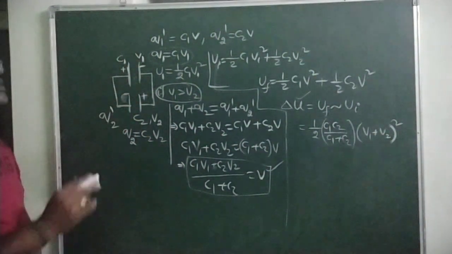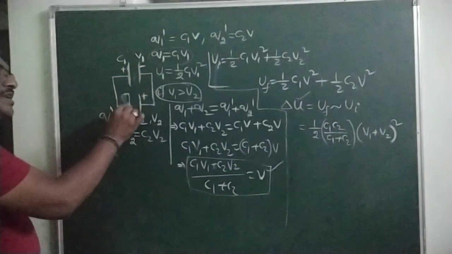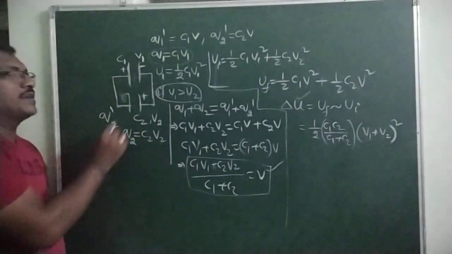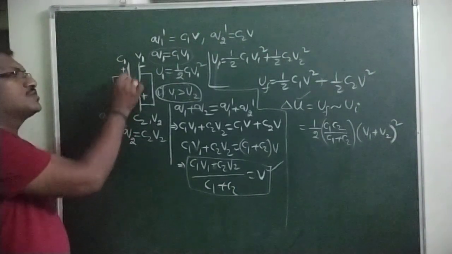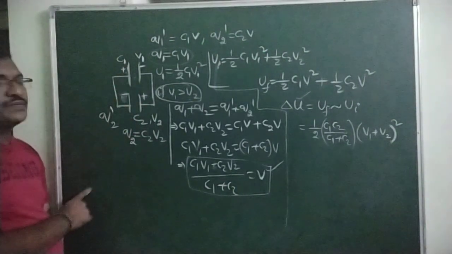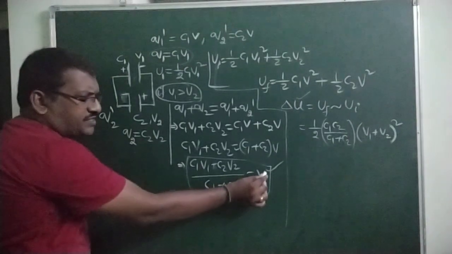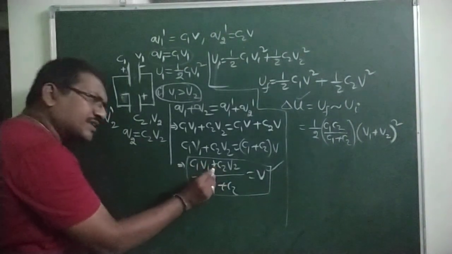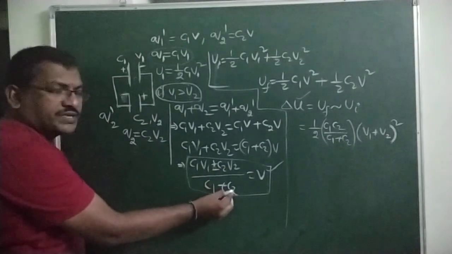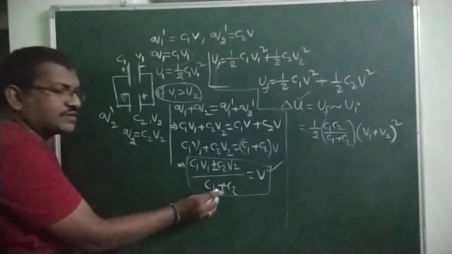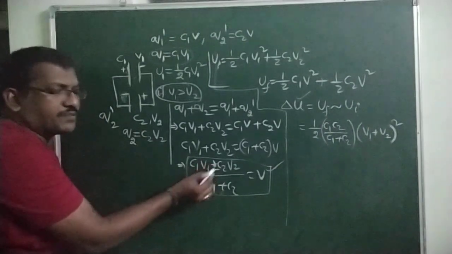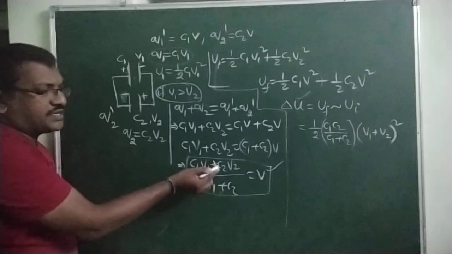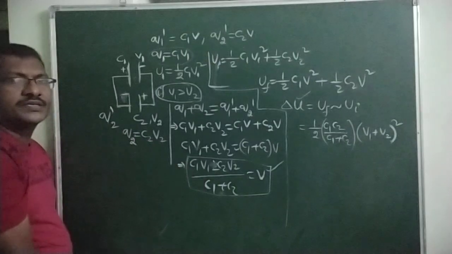Two capacitors are connected, either like plates or unlike plates. Like plates means positive plate to positive plate. Unlike plates means positive plate to negative plate. You get the same formula, V is equal to C1 V1 plus or minus C2 V2 by C1 plus C2. Here in the denominator there is no minus, only C1 plus C2. Only in the numerator you get plus or minus. Like plates, plus; unlike plates, minus.